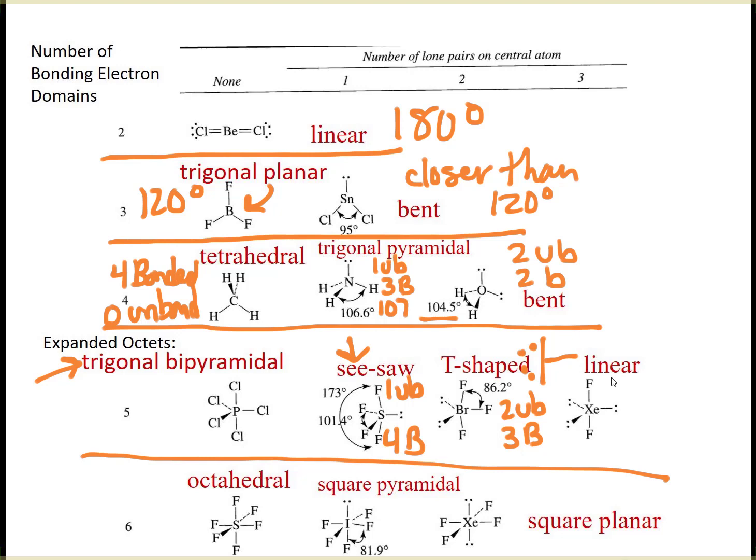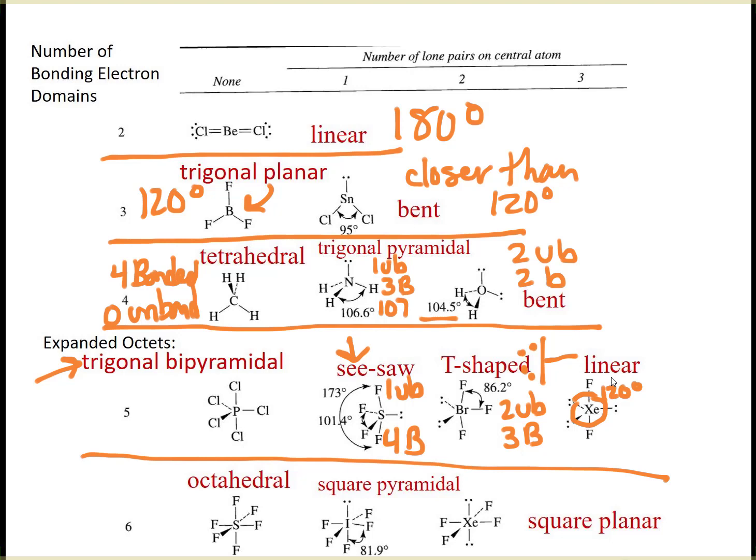And then last but not least, we have linear. So in a plane around here, I have my unbonded pairs. Again, they're as far away from each other as possible. They're 120 degrees away from each other. And then we have my bonded pairs. Those are 180 degrees from each other, but that's a linear. So those are all modifications of having 5 electron domains or 5 areas where those electrons will be.